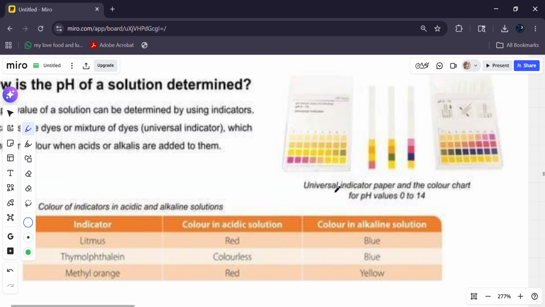But you should also know that, as I just said, there are many other universal indicators like these ones. Universal indicators use colors to tell us if it's more acidic or alkaline. Or we have different indicators like papers, like litmus paper, or solutions that help us tell. Some common indicators are litmus, thymolphthalein, and methyl orange.